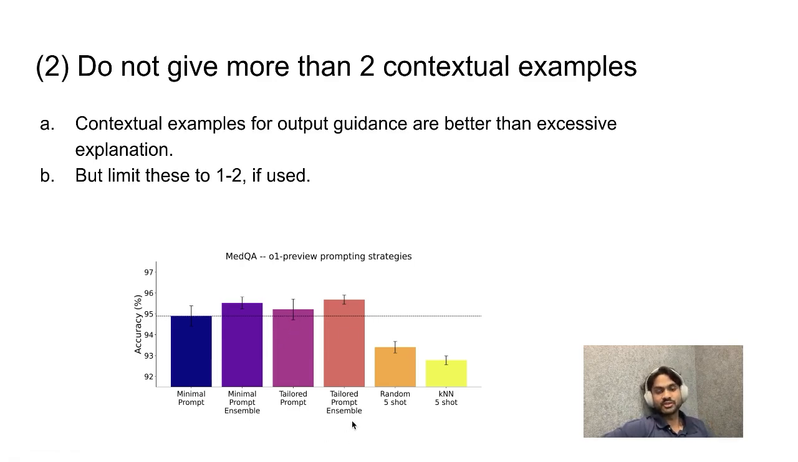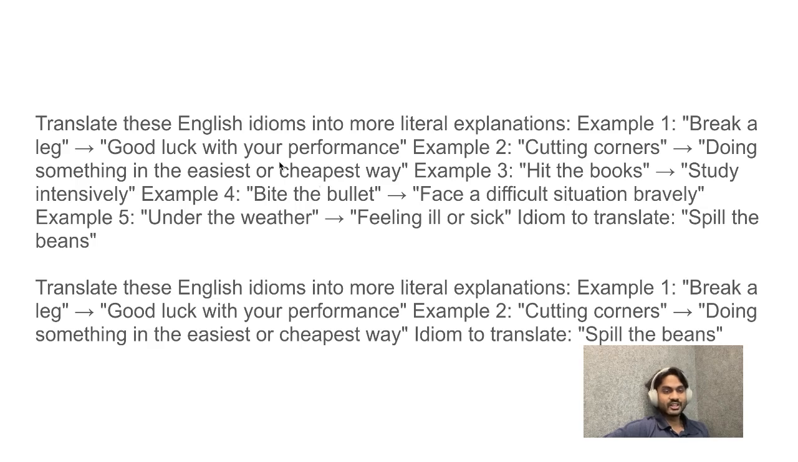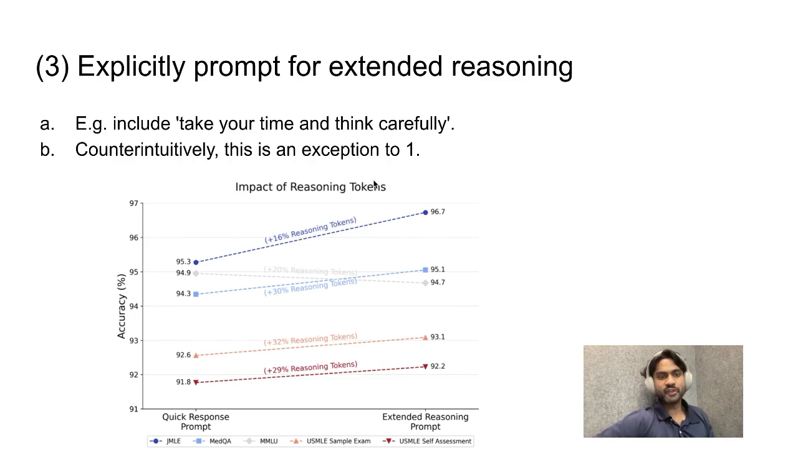We can discount the ensembles here for the sake of simplicity. But if you add too many examples, in this case 5 shots, then you can see that the model performance and accuracy goes down. So let's give an example. Say you wanted to translate English idioms and you give the prompt these 5 examples, then you give it the idiom to translate. It will actually perform better if you just give 1 or 2 of these examples and then you give the idiom to translate. And the hypothesis for this is that because of the extended reasoning capability, it's able to identify patterns with less data.